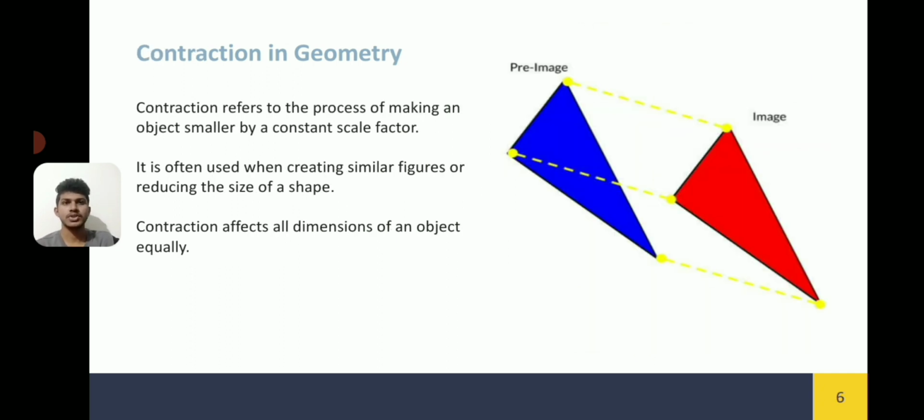Contraction in geometry. Contraction refers to the process of making an object smaller by a constant scale factor. It is often used when creating similar figures or reducing the size of a shape. Contraction affects all dimensions of an object equally.